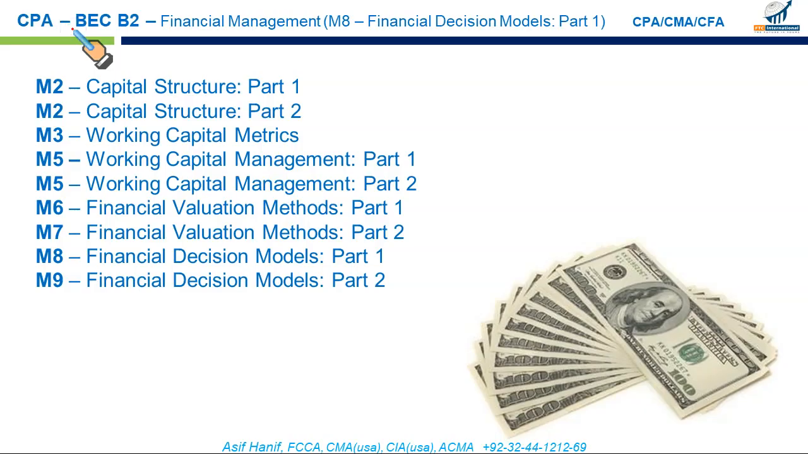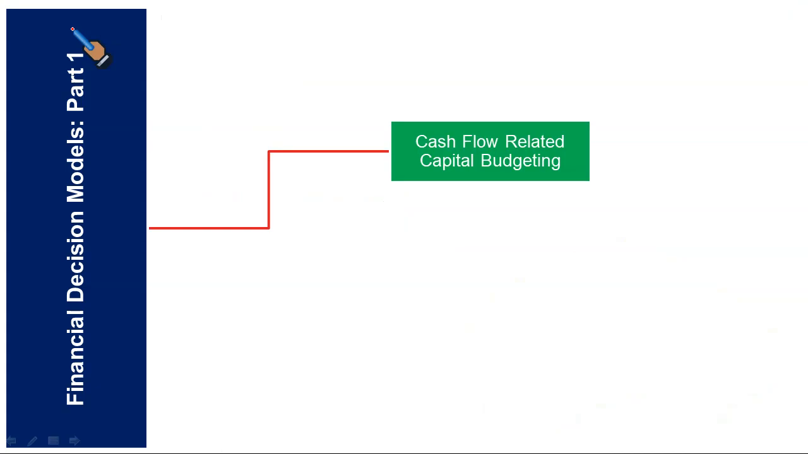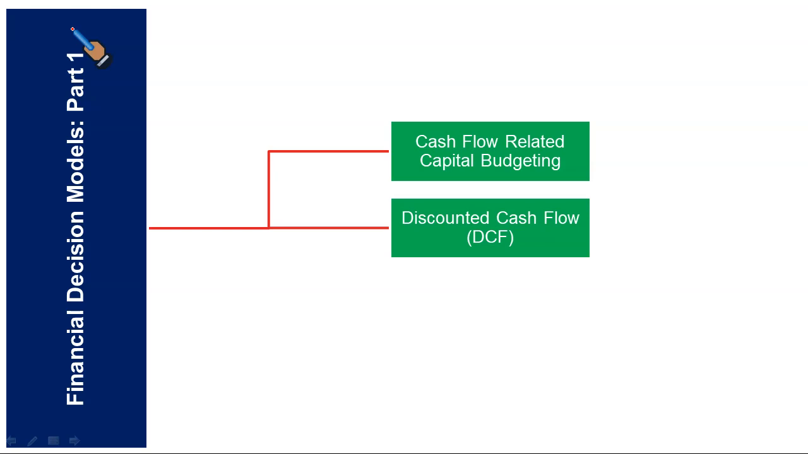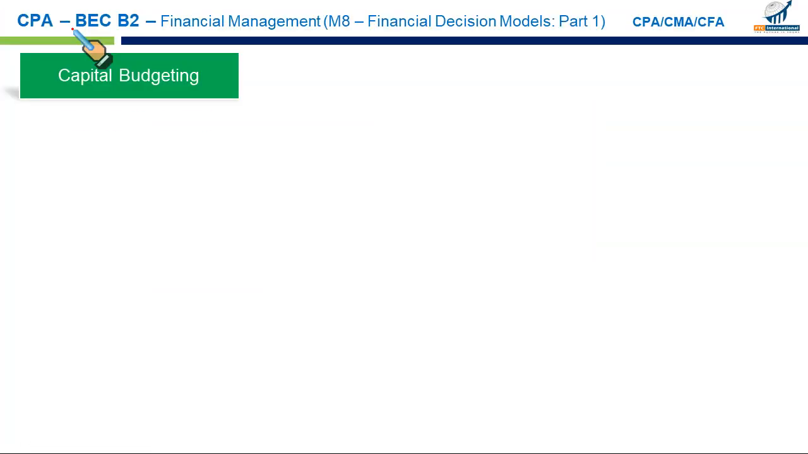Your next module is Financial Decision Models Part 1, and we have 3 subunits within this module: cash flow related capital budgeting, discounted cash flow model, and the net present value method. So let us first discuss cash flow related capital budgeting.